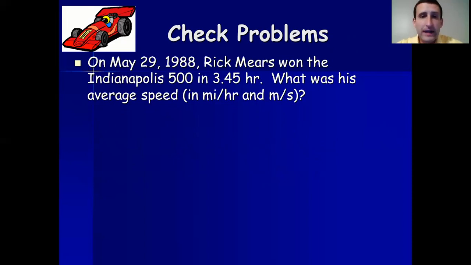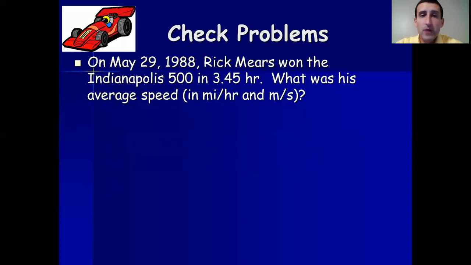So in 1988, this guy won it. His name was Rick, and he won it in 3.45 hours. So what was his average speed during the race in miles per hour? And then just to practice our unit conversion, we'll convert his miles per hour into meters per second, which will give us some idea of the relationship between miles per hour and meters per second.